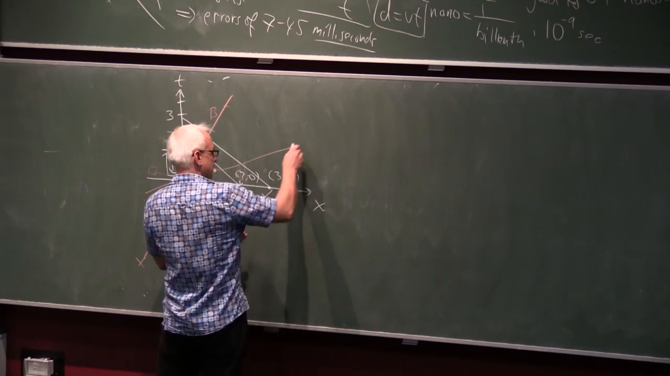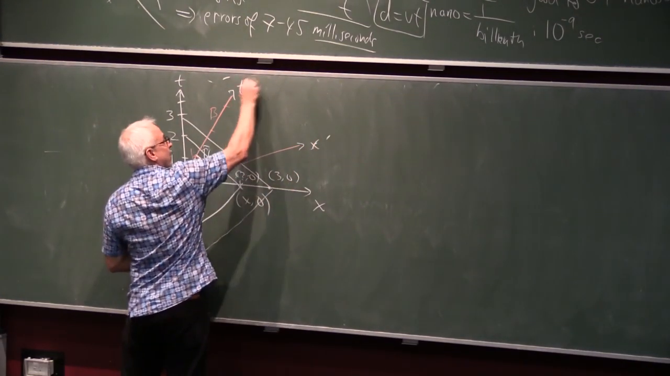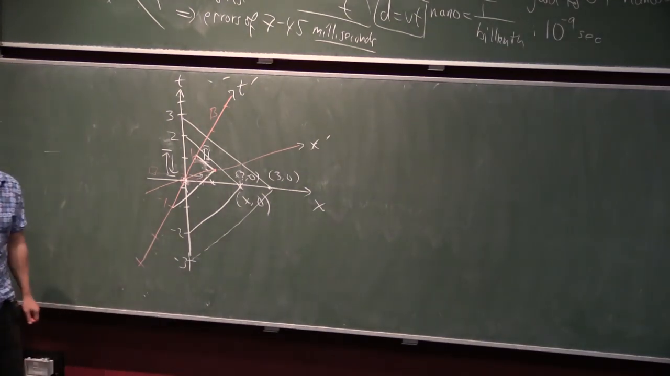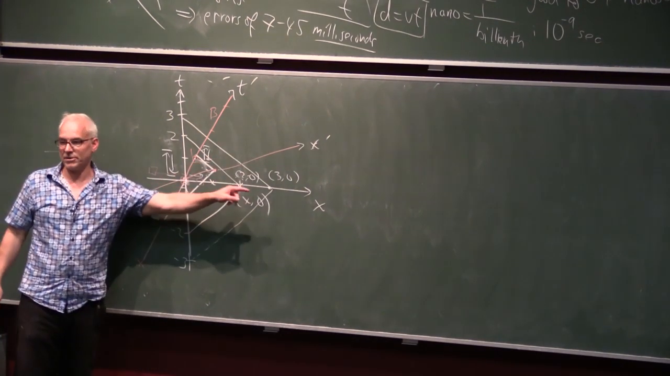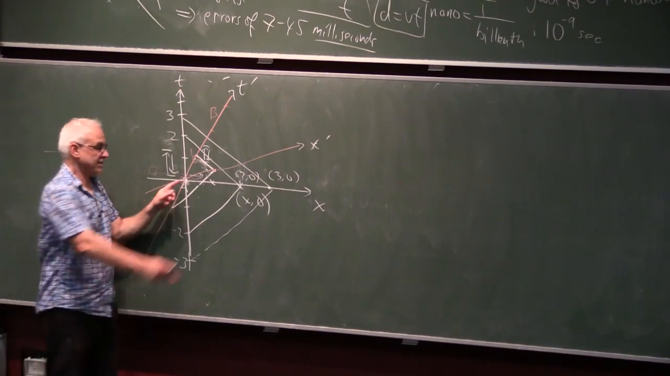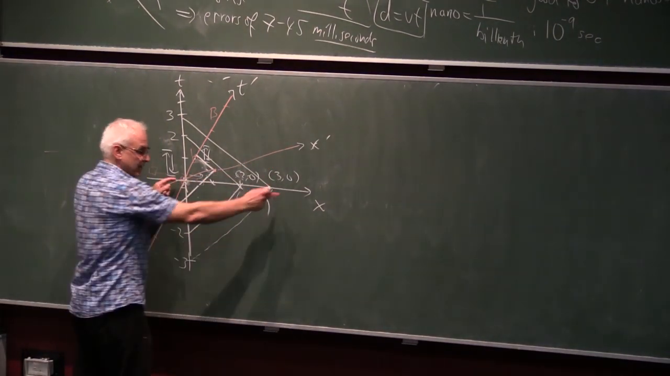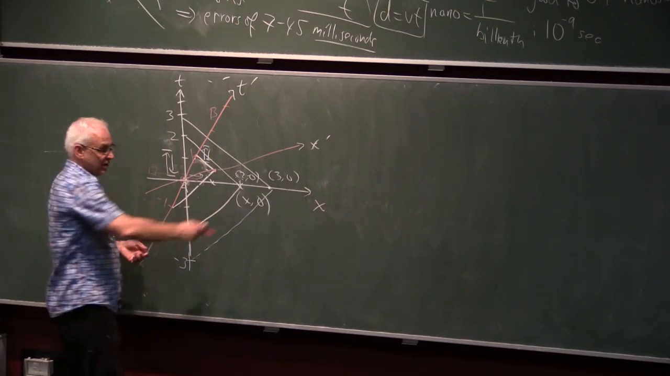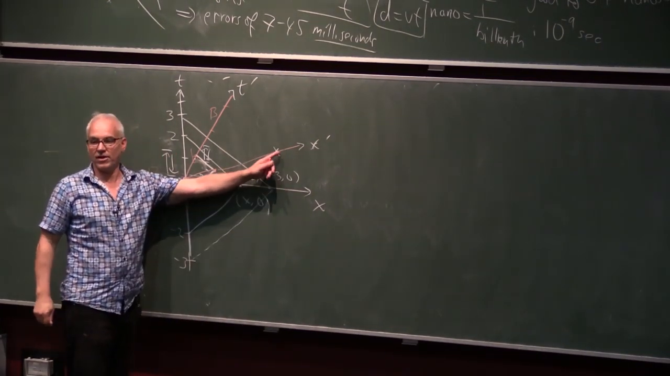So here's his x-axis, which is like x prime, and here's his t-axis. And you can see that simultaneity for him is different from simultaneity for us. He thinks these two events are simultaneous. We think these two events are simultaneous. We can clearly see that this event here happened after this event.